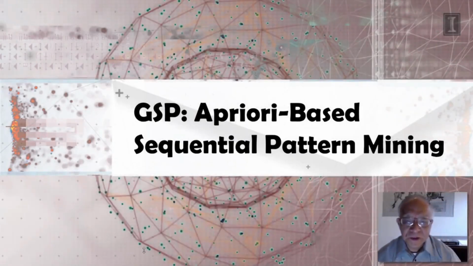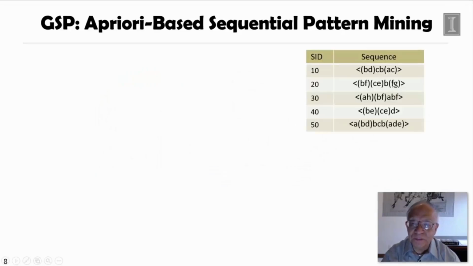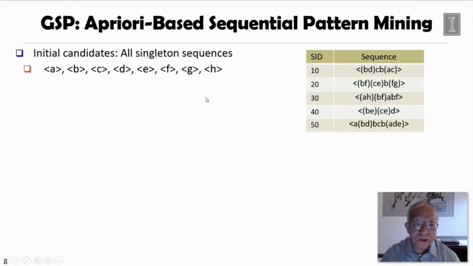Now I'm going to introduce an interesting algorithm called GSP. It's an Apriori-based sequential pattern mining method. This method is pretty simple. You start from a sequence database.